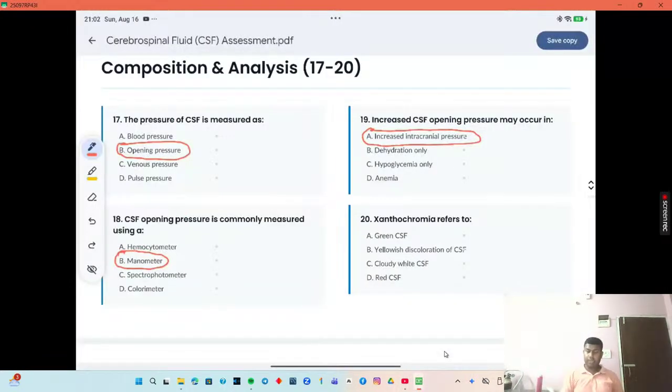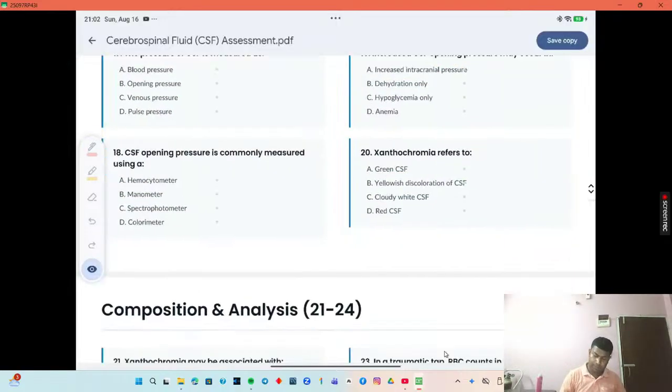Here the next question is given as what does xanthochromia refer to? So here xanthochromia refers to yellowish discoloration of cerebrospinal fluid. So what does xanthochromia refer to? Xanthochromia refers to discoloration of CSF. Is it clear to you? Now I will move to the next question.